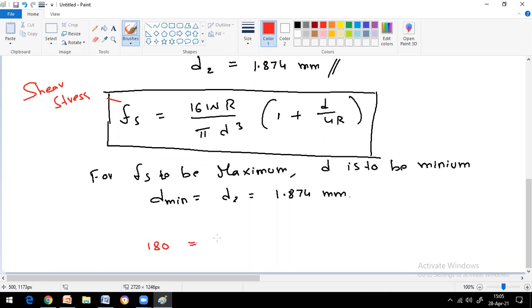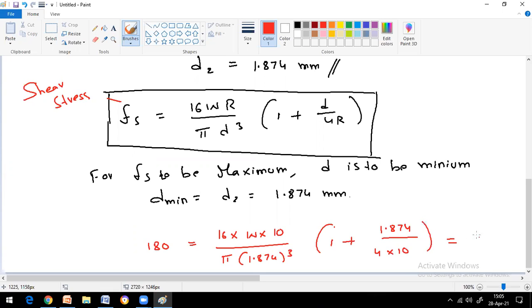180 is equal to 16 into the load, which you don't know, and the radius is 10, divided by pi into 1.874 cubed, into 1 plus 1.874 by 4 into 10. It will be around 8.1 W, so this is the load, 8.1 times W. Then calculate W: 180 equals 8.1 times W.